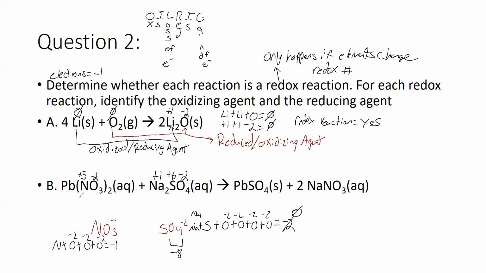Lead is not a group 1 or group 2 metal, so we can't just look at lead and know what it is. However, lead plus all of these times 2, because I have 2 of these, or I guess lead plus NO3 plus NO3 equals 0. That's what I should do. Overall, NO3 is -1. Each individual atom, nitrogen is +5, oxygen is -2, but overall as a group it's -1. So lead here has to be +2.